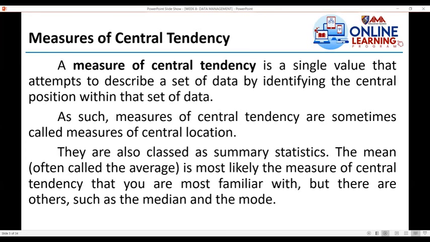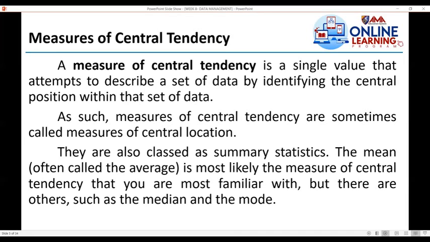A measure of central tendency is a single value that attempts to describe a set of data by identifying the central position within that set of data. It means that a measure of central tendency is a type of descriptive statistics wherein we use these measures or values to describe a given set of data. Also, measures of central tendency are called measures of central location and sometimes tagged as summary statistics.